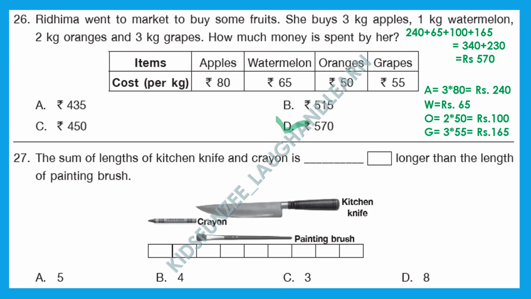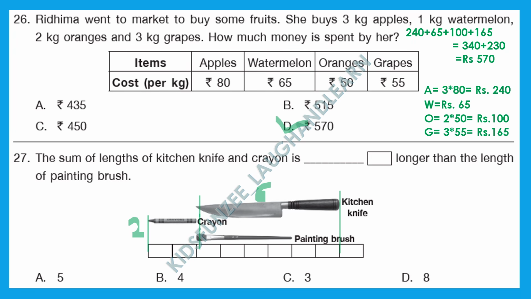Okay. Let's see question 27. The sum of lengths of kitchen knife and crayon is dash longer than the length of painting brush. So let's first find the length of crayon. Length of crayon is from here till here, which is equal to 2 rectangles. Now let's find the length of kitchen knife, which is from here till here. That is 1, 2, 3, 4, 5, 6. 6 rectangles. So 6 plus 2 is equal to 8. So the sum of lengths of kitchen knife and crayon is 8.